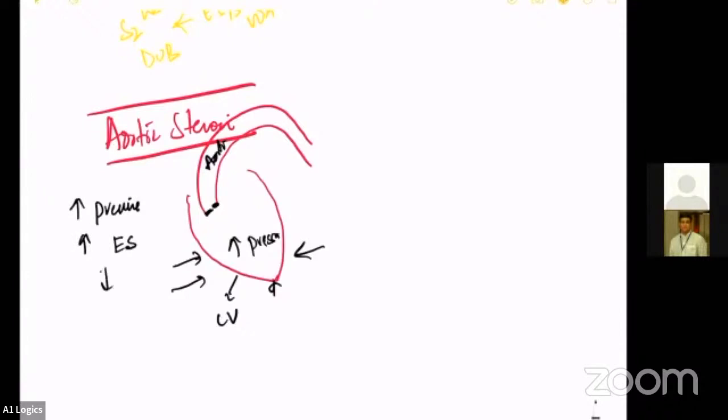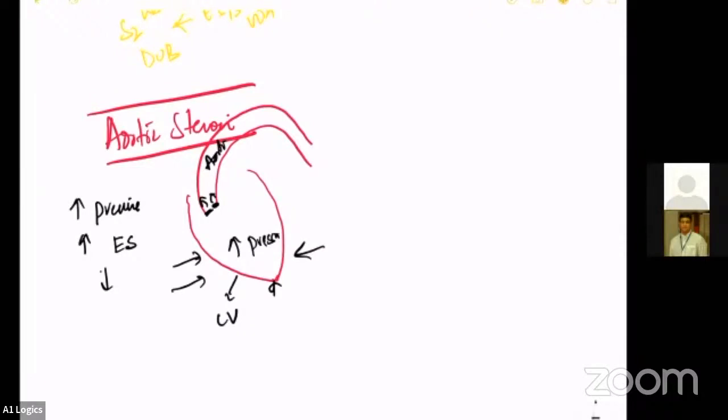Now, to open up the aortic valve, the ventricular pressure has to overcome the aortic pressure, and then it will open up. When it opens, the blood gets in. Since there is a stiffening of the aortic valve, the ventricular pressure has to do a lot of work to open it up. So the isovolumetric contraction phase will be prolonged.